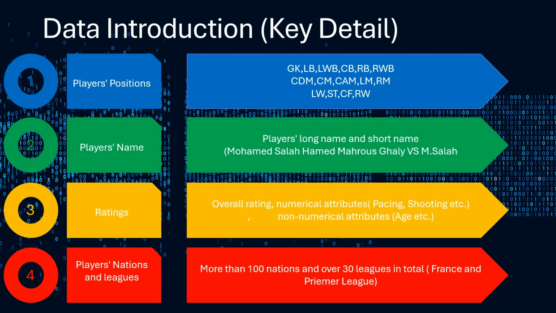In this dataset, some of the data are relatively important. Firstly, the players' positions. There are 15 different positions across goalkeeper, defender, midfielder, and attackers. In our project, we will mainly discuss strikers. Secondly, players' names, which include their long name and short name. For example, Salah is not only Mohamed Salah. Next one is the ratings. There are different types of rating and both numerical and non-numerical attributes, like shooting ratings and ages of the players.